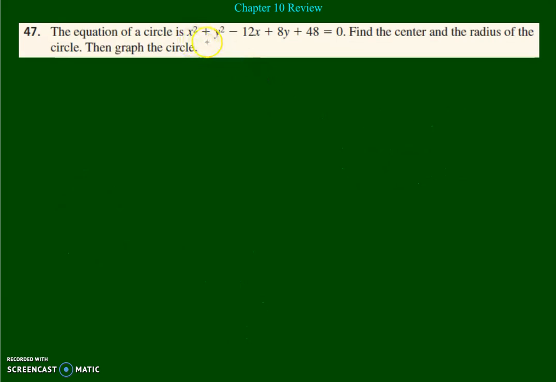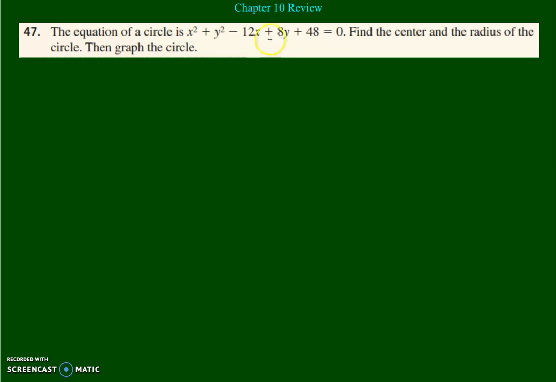In problem 47, we have this really strange looking form of an equation, but we can see that we have an x squared and a y squared term. We have an x and a y as well in here. And this form is known as the general form of the equation of a circle. It's fairly clear that it would be very difficult to figure out the center and radius using this form. So we're going to need to convert this general form into the standard form of the equation of a circle.